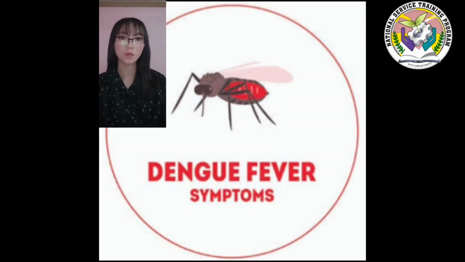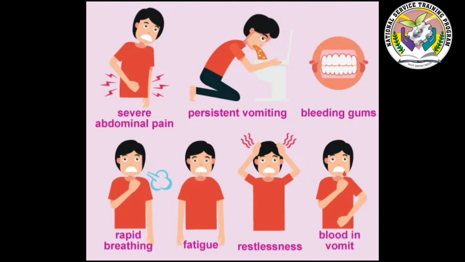Sometimes, dengue could worsen, which could mean you have the symptoms of severe dengue, which can cause shock and even death. Now here are the symptoms for severe dengue: severe abdominal pain, persistent vomiting, bleeding gums, rapid breathing, fatigue, restlessness, and blood in vomit.